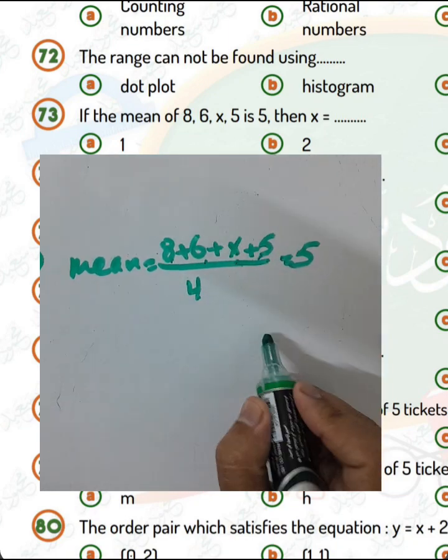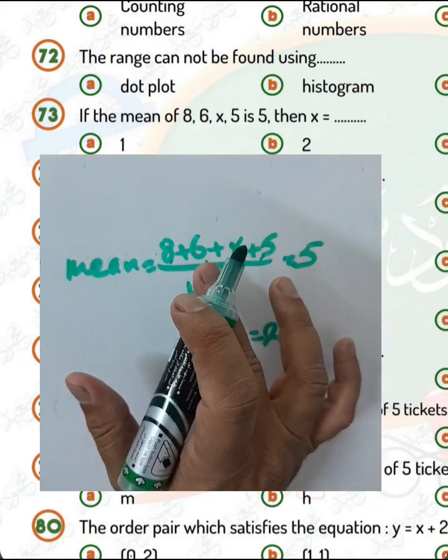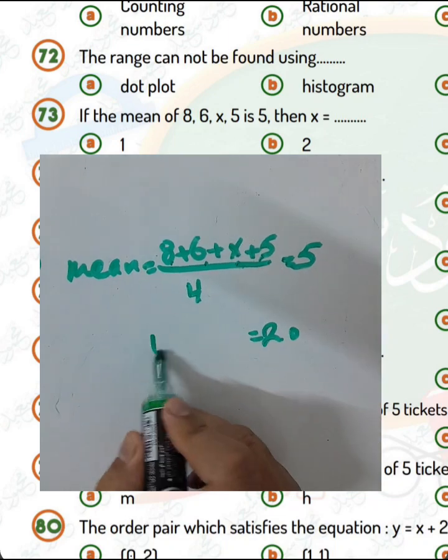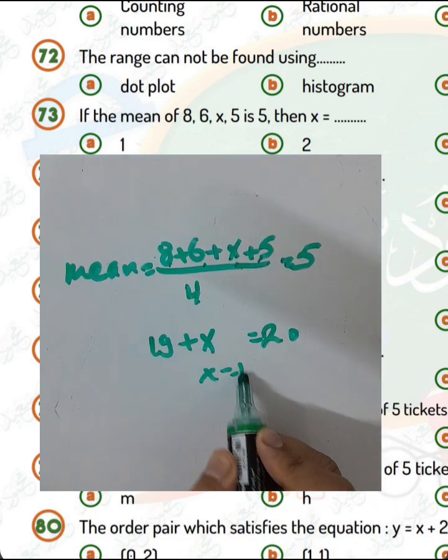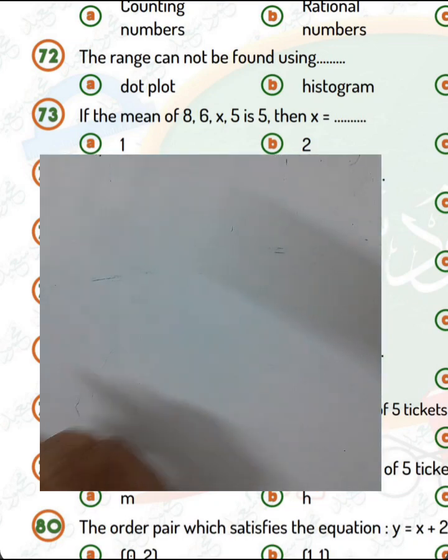Then 4 times 5 will be 20. And 8 plus 6 is 14, plus 5 will be 19. 19 plus x equals 20. Then x here will be 1. Okay, choose letter A.